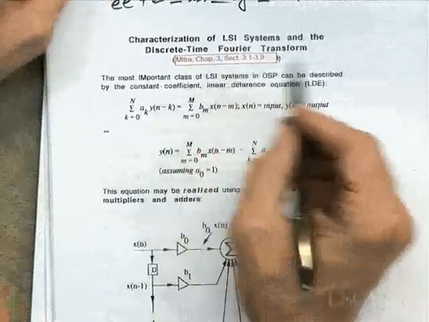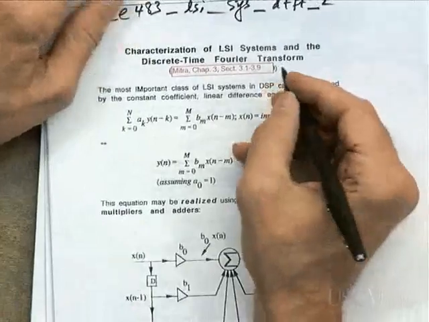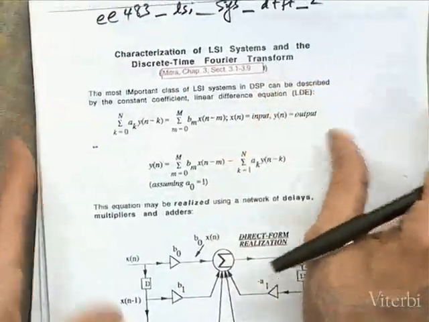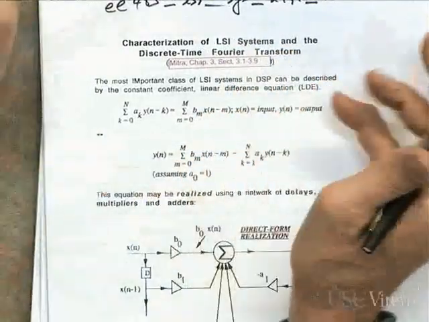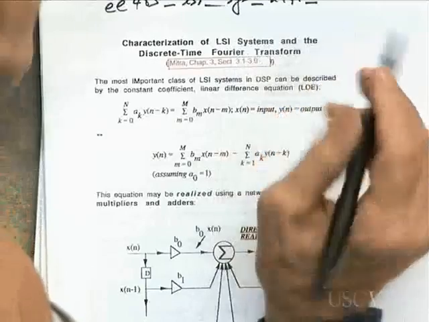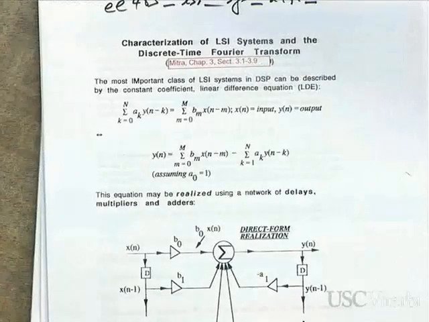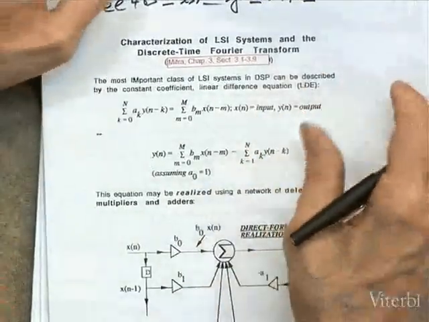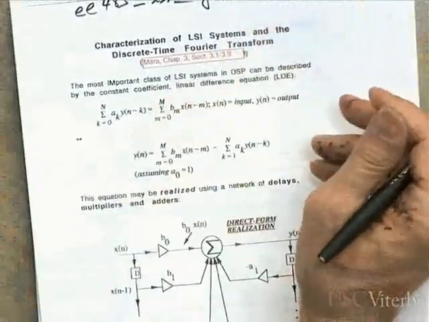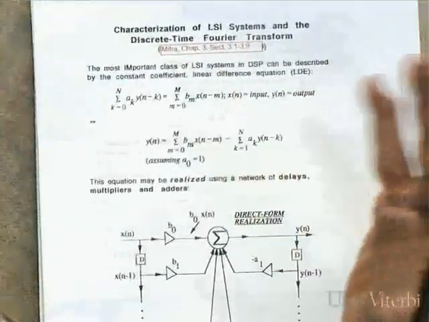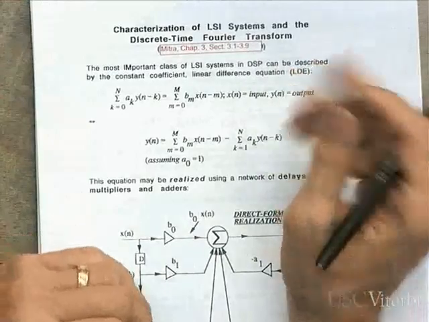I believe this is in chapter 3 of Mitra, either edition 4 or 5, it's the same thing. And this is called characterization of linear shift or time invariant systems and the discrete-time Fourier transform. I promised you we would spend the vast majority of the time talking about linear shift invariant systems. From now on, if I bring up a system that is linear but not shift invariant, it'll either be on homework or possibly on the midterm through the true-false question I mentioned.